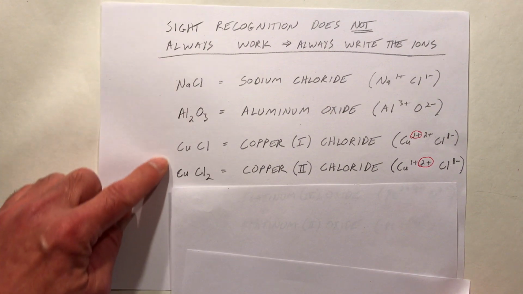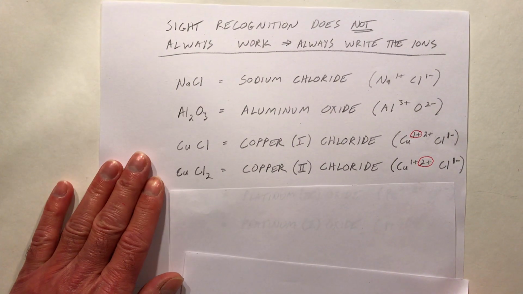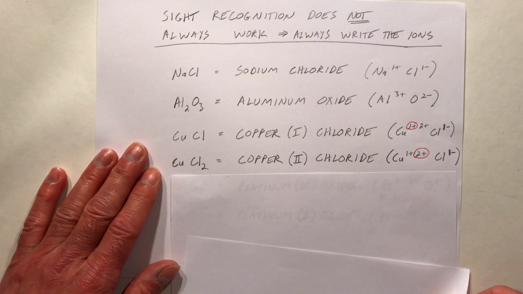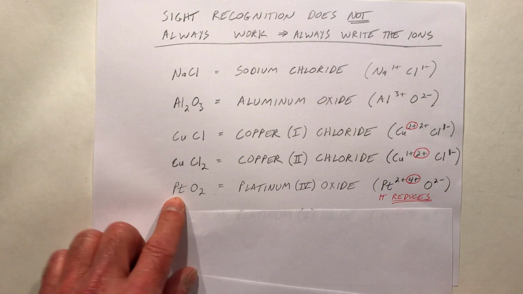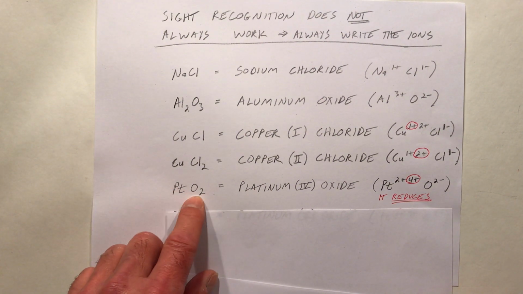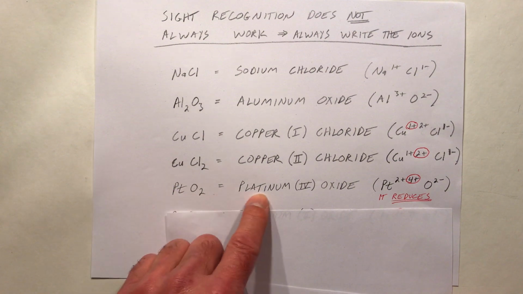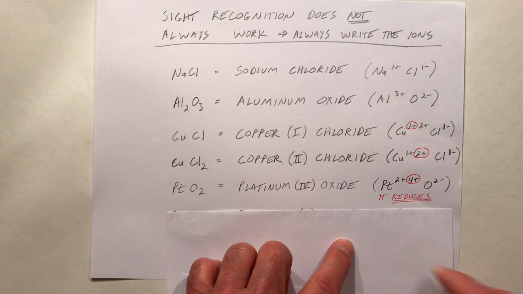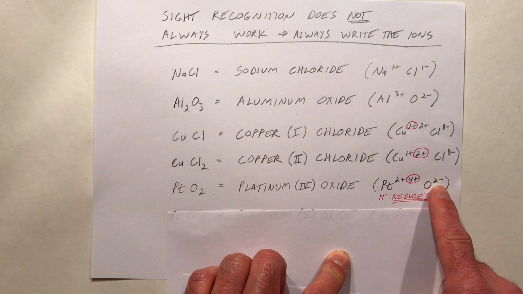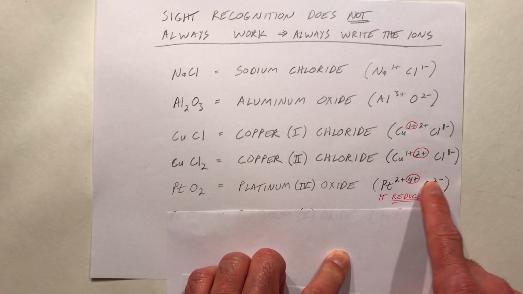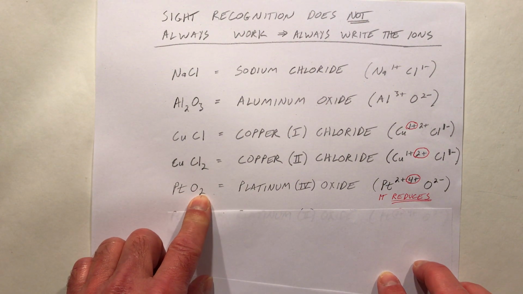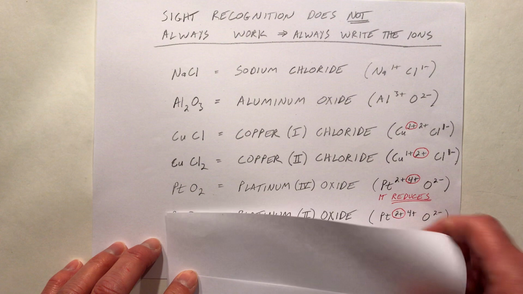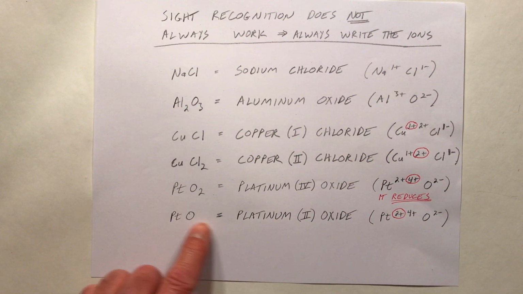So you get away with site recognition, with a little bit of drill and practice, that's fine, but you run into tricky ones like this. You might be tempted to look at PtO2 and say, hey, that's platinum 2 oxide, but that's incorrect. This is really platinum 4 oxide. That's because when you crisscross 4 plus with O2 minus, the 4 goes there and the 2 goes there, and 2 and 4 reduce to 1 and 2. So this is platinum 4 oxide. This is platinum 2 oxide.